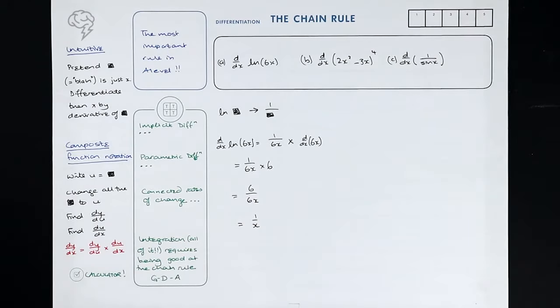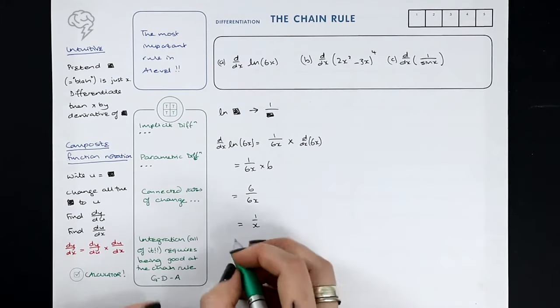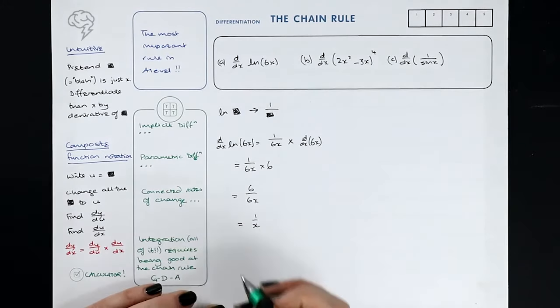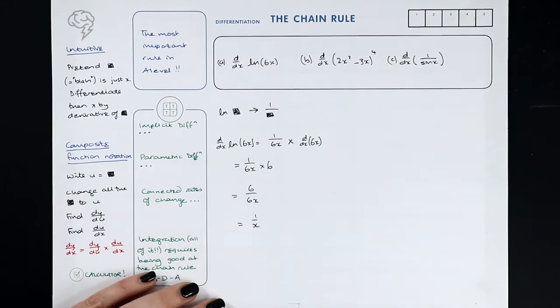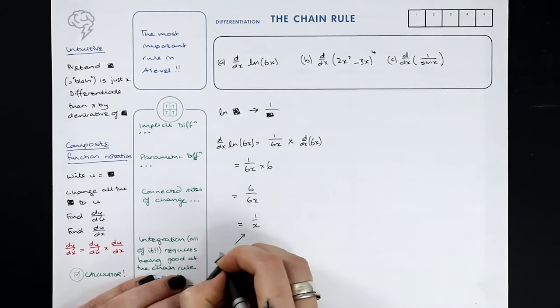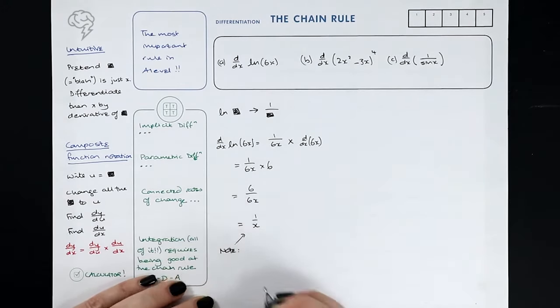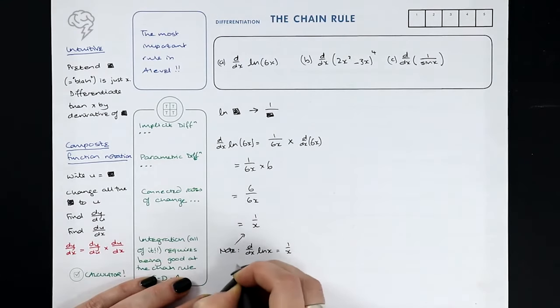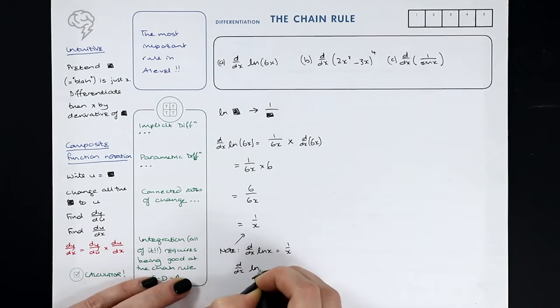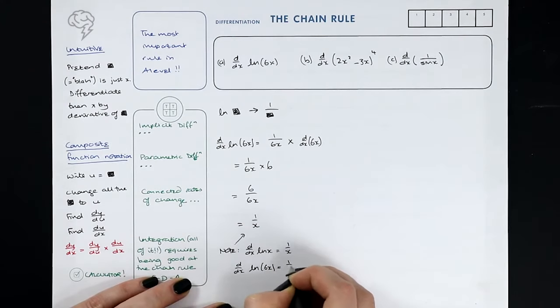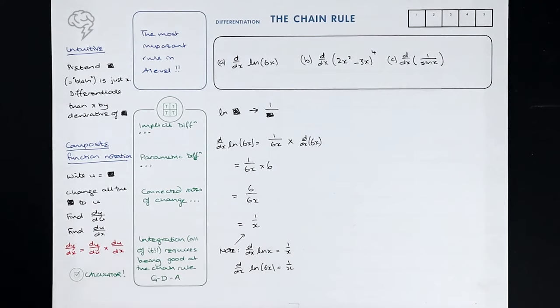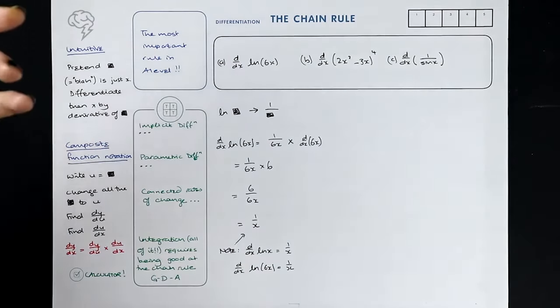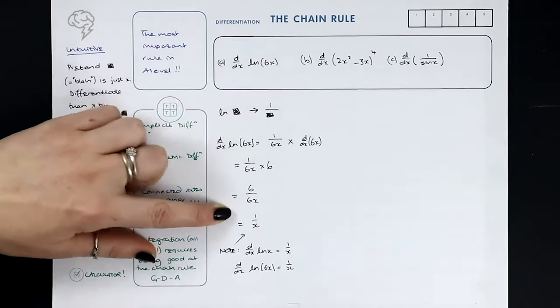So there are some funny things that are going to happen and some things to point out here. Note: the derivative of ln x is 1 over x, and the derivative of ln 6x is also 1 over x. Students often think they've gone wrong because the 6 has disappeared. But this is true. The derivative of ln 6x is 1 over x. Why? Well, because I just used the chain rule to show you.